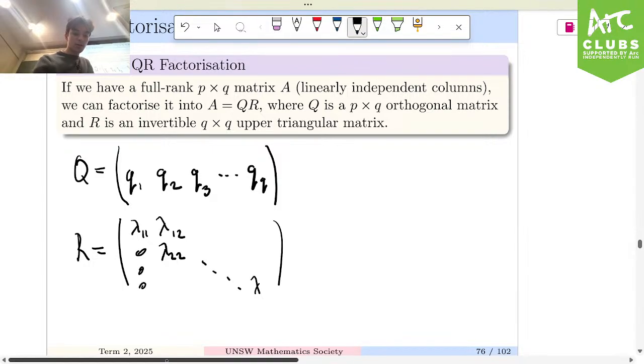So where does this come from? How are we doing for time? Pretty badly.